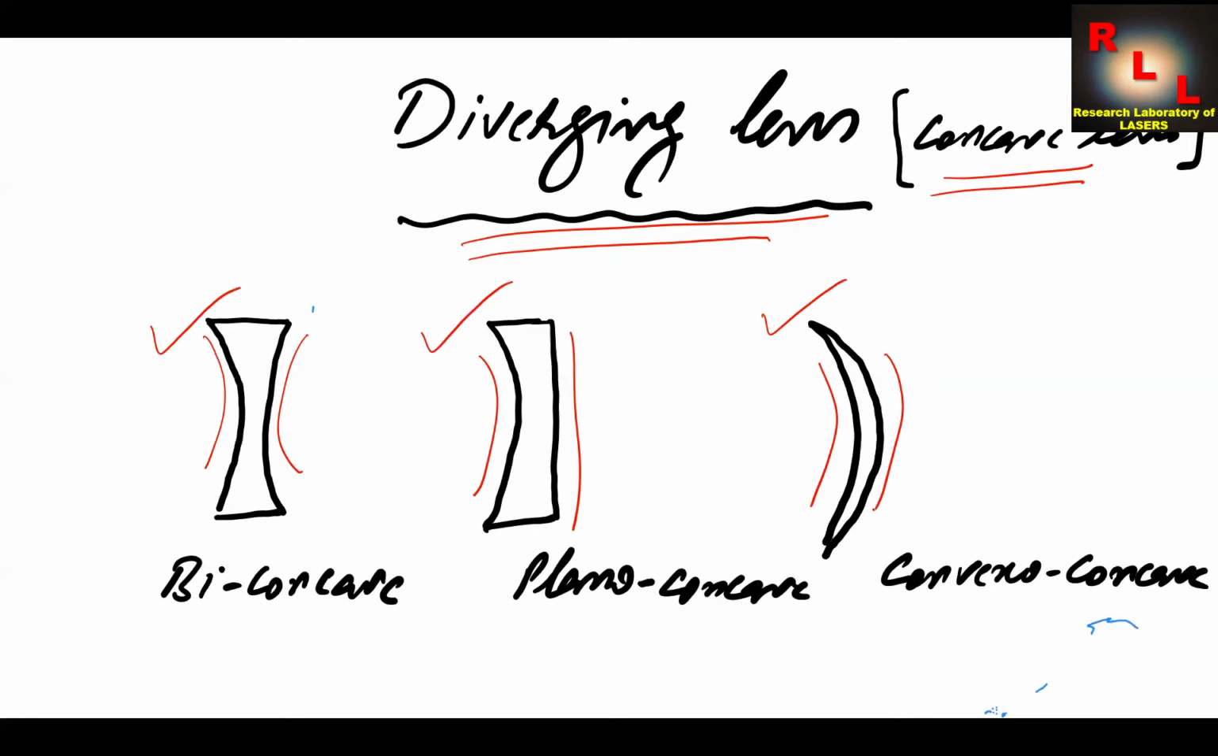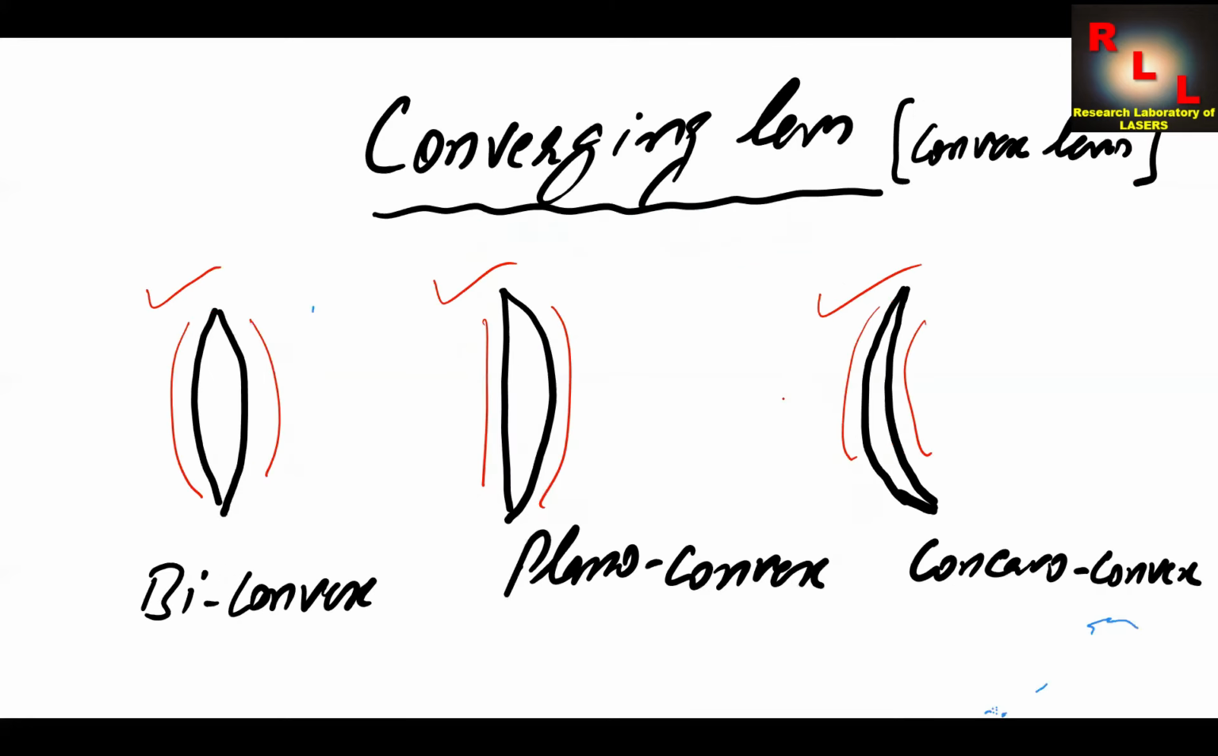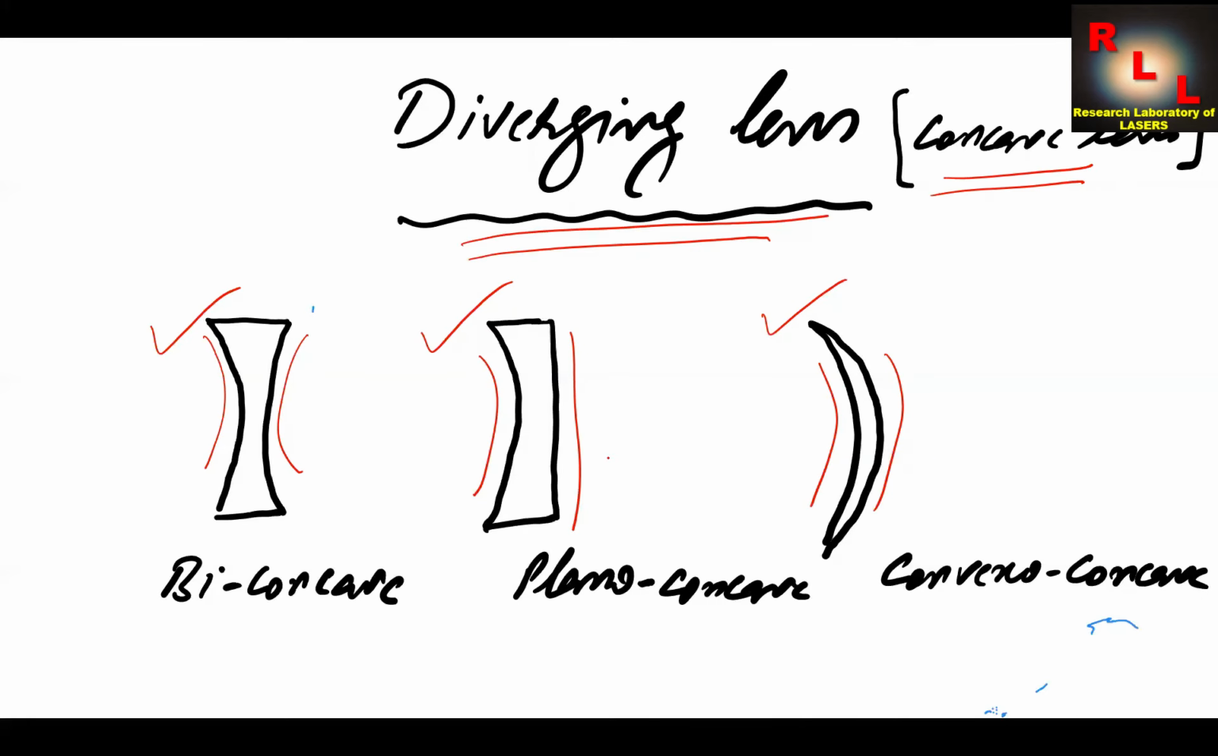So these are converging lenses. Light is converged to one point when passed through them. And these are diverging lenses, and light diverges in this case.